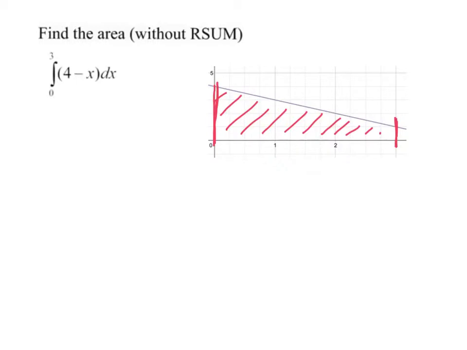Okay. Now, I think a lot of people would look at this and say, geez, I think the easiest thing to do would be to separate this and make it into a small little rectangle on the bottom and a triangle on the top, and that would certainly work. I'm not going to do that. I'm going to do this as a trapezoid.